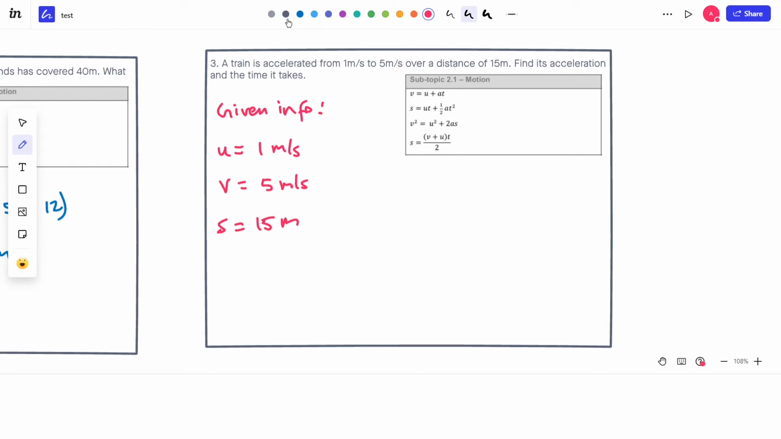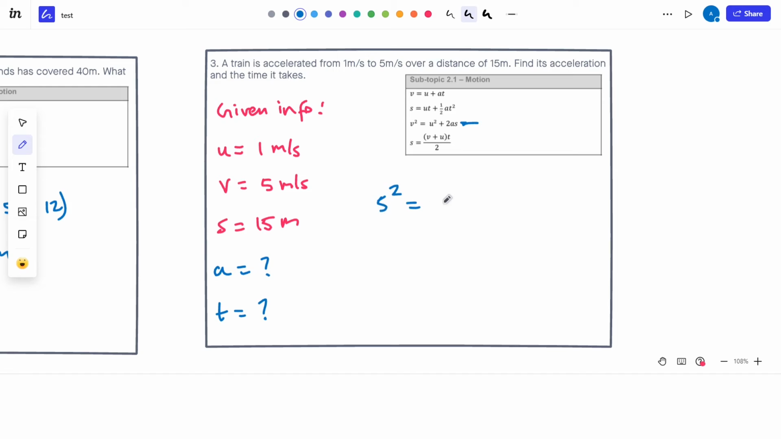We have to find acceleration and t, time. So for the first equation, there is no time given. That means we have to find an equation that does not include time, which is only the third one. So we're going to go ahead and use that.